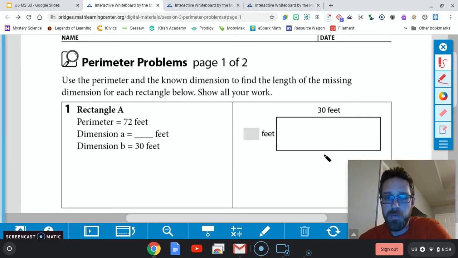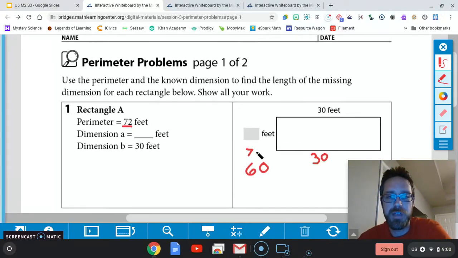Well, let's take what we know of our background knowledge, and if this is a rectangle, if that's 30 feet, that means the other side has to be 30 feet. So if we add up 30 feet and 30 feet, so far we have a total perimeter of 60 feet. But our total perimeter for the whole thing is 72. So now we need to find the difference between what we already have and what we need to get to.